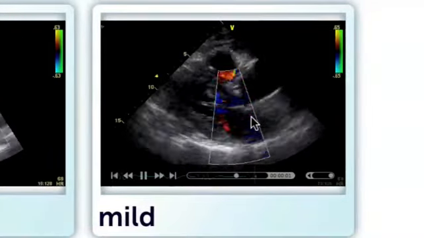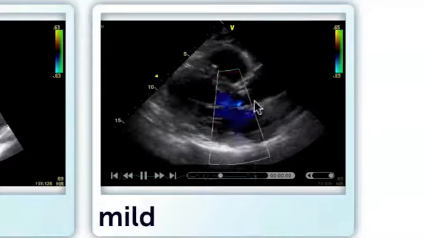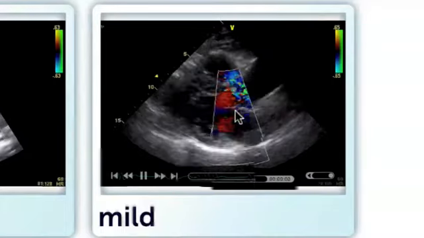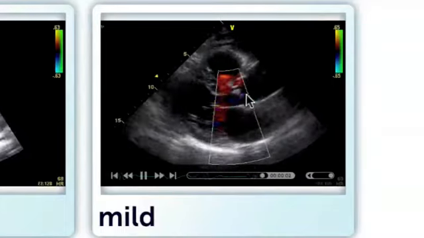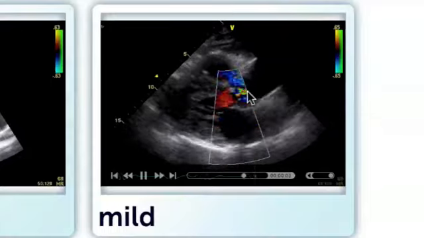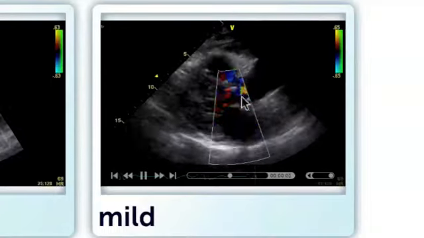This is a patient who has mild aortic regurgitation. A very small blue flame can be seen here. But again, no flow convergence zone, and the vena contracta is not hit in this image either.